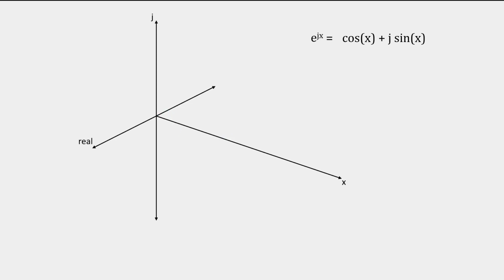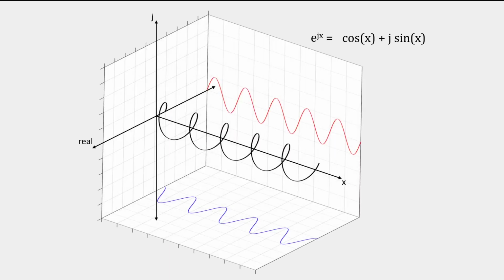If we fill in the values in between, the curve is an interesting spring-like curve around the x-axis. Its projection on the real axis is cos of x, and on the imaginary axis is sine of x. And those two real and imaginary components add up to form this helix.